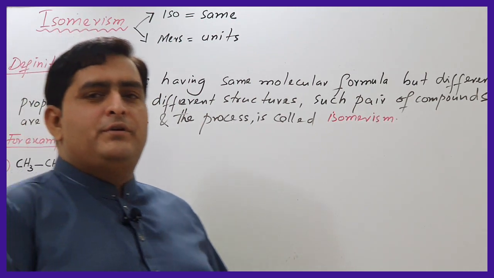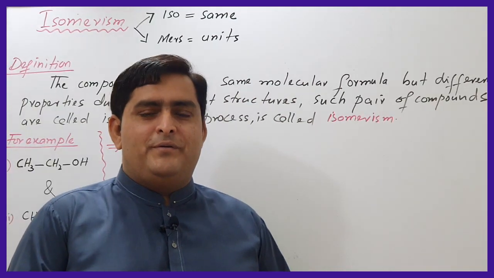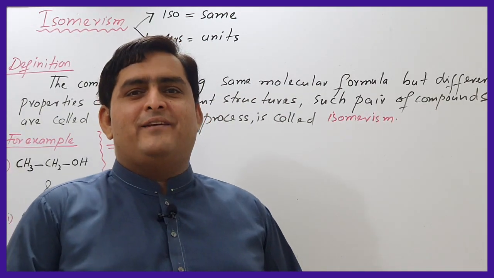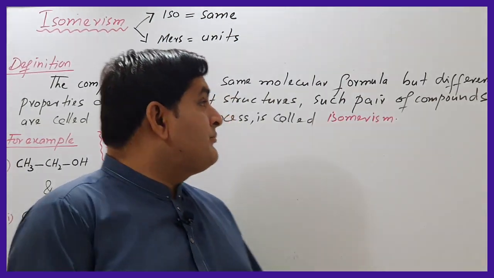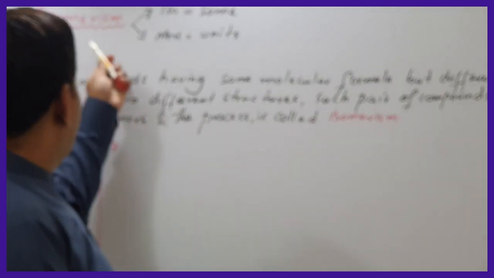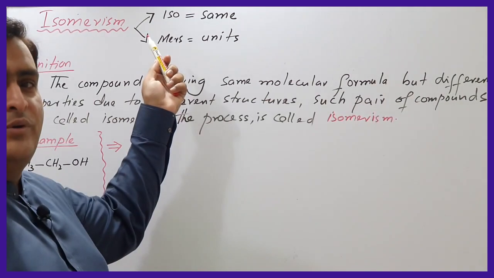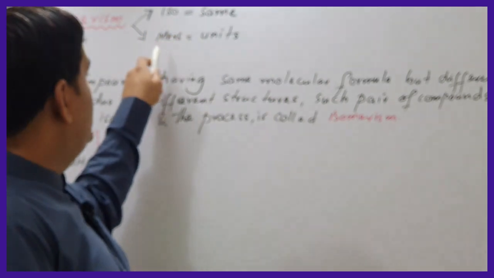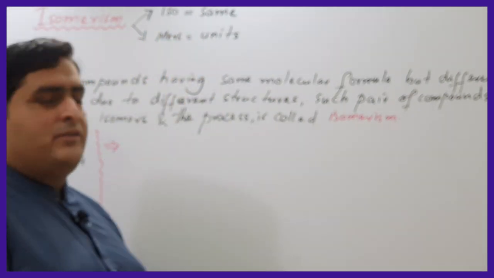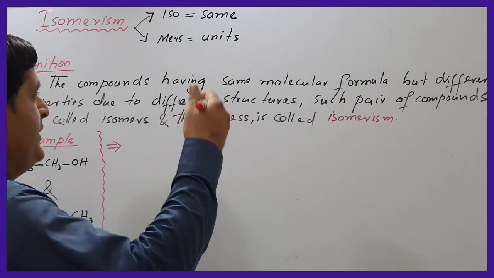Today we will do an important topic of basic organic chemistry, that is isomerism. So what is isomerism? The word isomerism is a combination of two words. One is iso, which means same, and the other is mers, which means units. So what is the explanation of this concept?